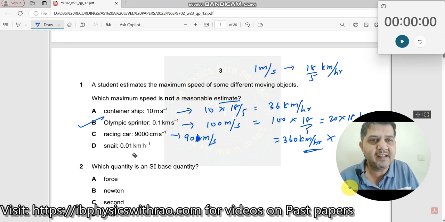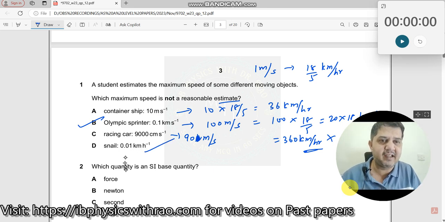A snail, for example, 0.01 kilometer per hour. What do I need? I want kilometer per hour only. It's already in that. So therefore, this is possible over here. 0.01 kilometer per hour is possible. So all these three are possible. B is incorrect. So B is the right answer.